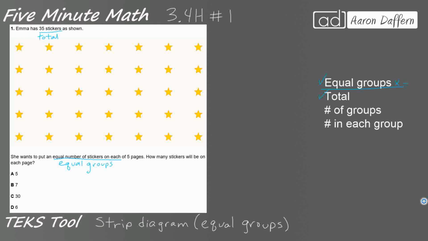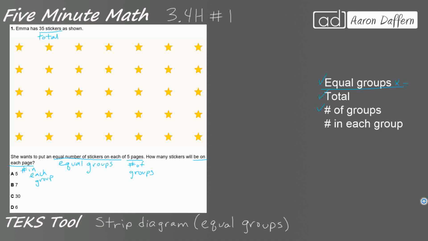So she wants to put an equal number of stickers on each of 5 pages. All right, so we've got 5 pages. That is the number of groups. Each page acts as a group. You're always looking for something that is going to act as a group, whether it be a page or a bucket, something like that. So the number of groups, how many stickers will be on each page? On each page, that is your number in each group. All right, so this follows our pattern.